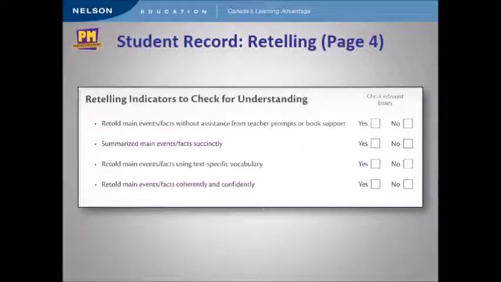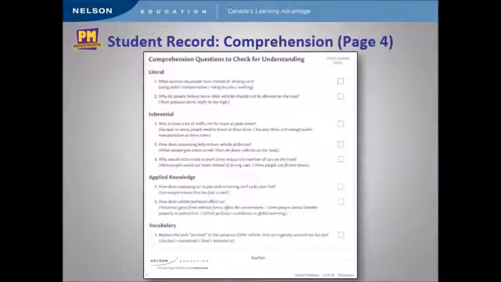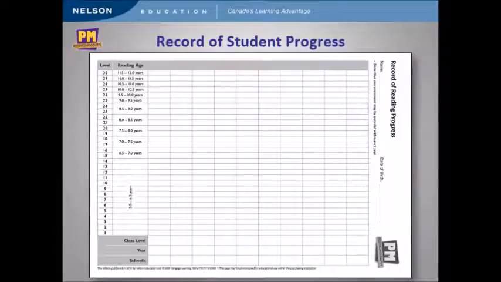On page 4 of the student record form is where you will record the student responses to the retelling. Page 4 provides you with the comprehension questions and also the opportunity to record the responses of the student. The kit also includes a record of student progress. This allows you to record where the student has begun as they progress over the years, and this record can be passed on to teachers over the years.